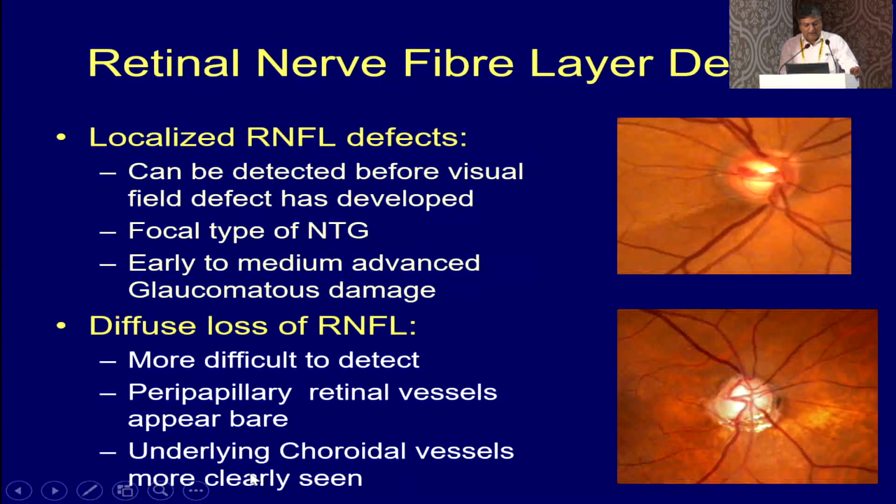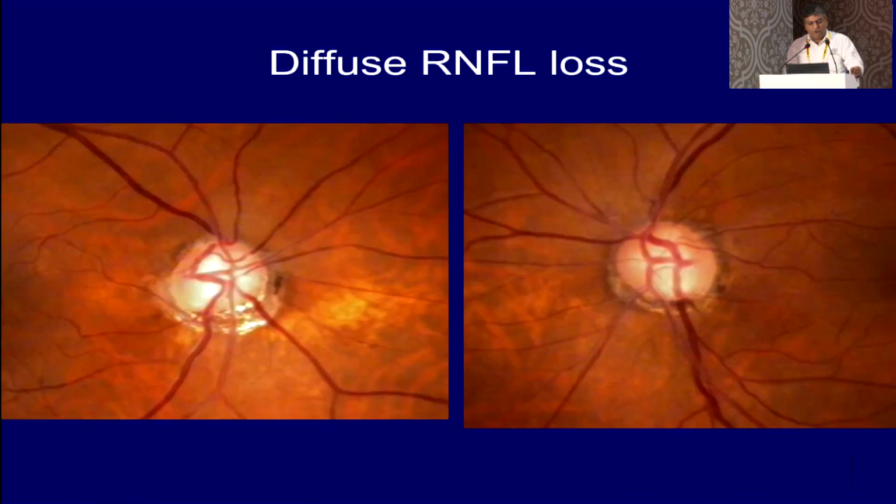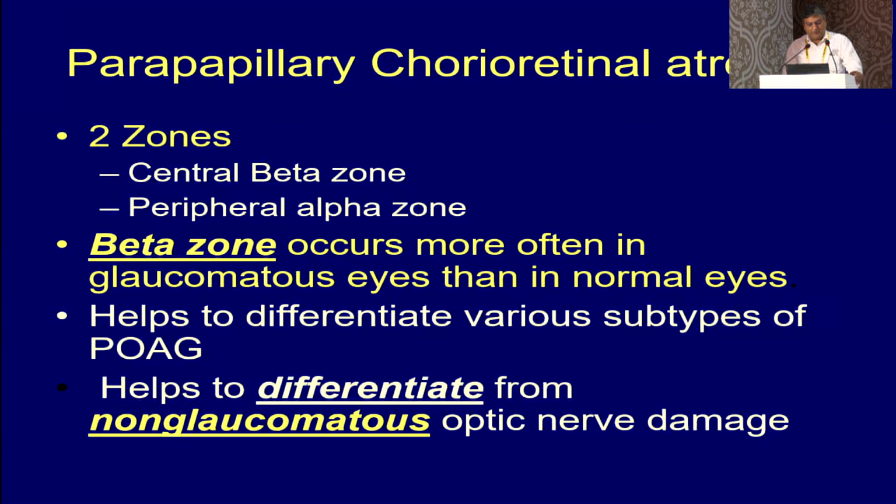A localized defect is there in early or moderately advanced disease, and diffuse loss of RNFL is there in advanced disease, and underlying choroidal vessels can also be very easily seen with peripapillary baring of the retinal vessels, as we can see in these optic discs which have localized RNFL defects, and this picture is showing diffuse loss of RNFL. So these are the optic discs showing localized RNFL loss starting from the optic disc going to the periphery. And this is diffuse RNFL loss in which underlying choriocapillaries are visible and peripapillary vessels are bared.